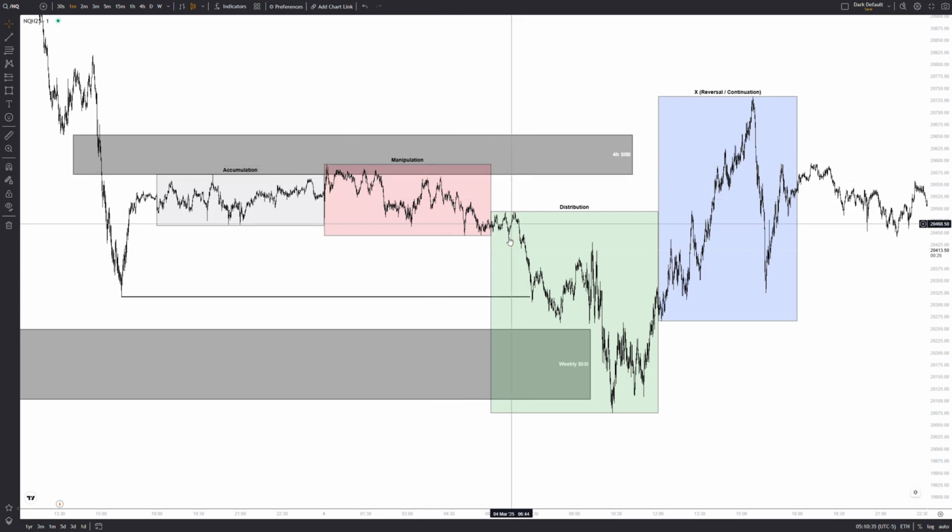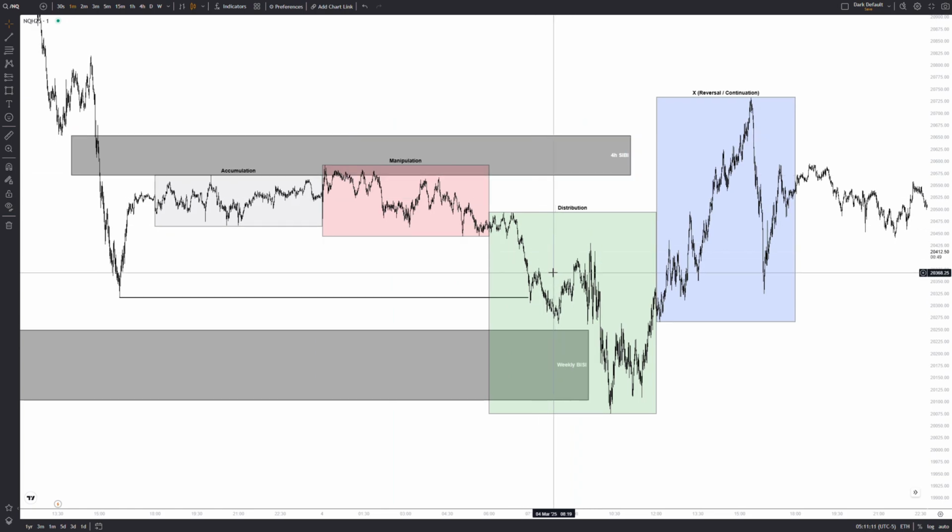This is AMDX. Accumulation forms between the closing bell till midnight. Manipulation from midnight to 6 a.m. Distribution from 6 a.m. to 12 p.m. and X, distribution or continuation, from 12 p.m. to 18:00 opening price. So the closing bell. Feel free to take that down.